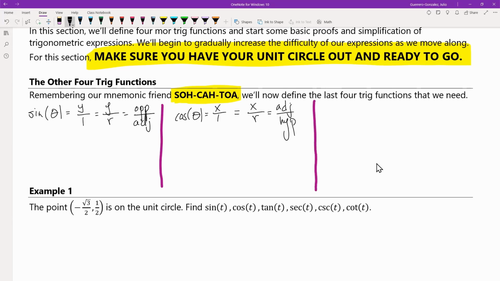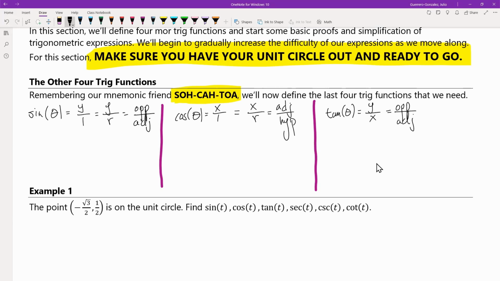And then there was the last one, tangent of some angle theta. That one we defined as y over x. And if we use SOHCAHTOA, TOA is opposite over adjacent. All right, so these are the three that we learned from section 5.2. The last three, and there's a reason why I separated them out this way.